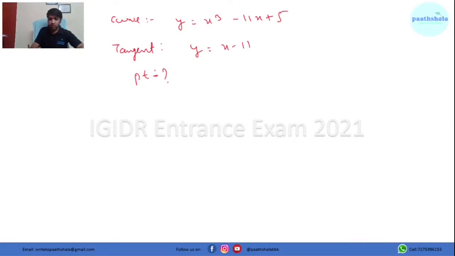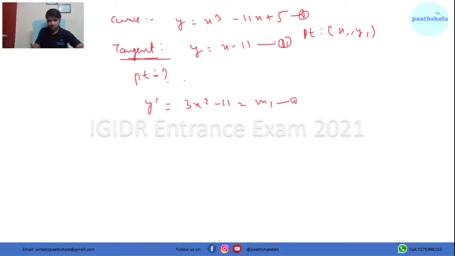Okay. So let's take the point. Let's take point is x1 comma y1. Okay. So here what we are going to do first, we are going to find out the differentiation of the curve. So that will come out to be y dash and this will be 3x square minus 11. So this is your slope, let's say m1. And because this is a slope of tangent and we already have a tangent, so if we compare this line, let's say this is equation 1, this is equation 2, and this is equation 3.